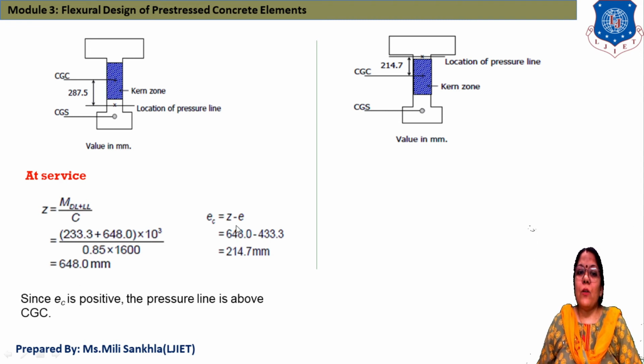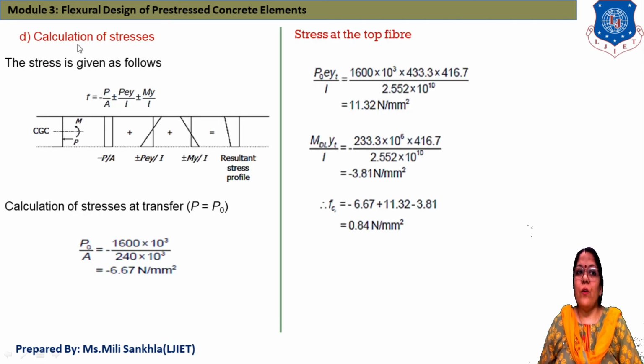Now EC is equal to Z minus C, and the answer is 217.7 mm. Here our answer is positive, so we plot EC above the CGC level. Look at this, in this I section we plot this 217.7 from the CGC level above, and this is the condition at service and this one is the condition at transfer. Now here we find out stresses.